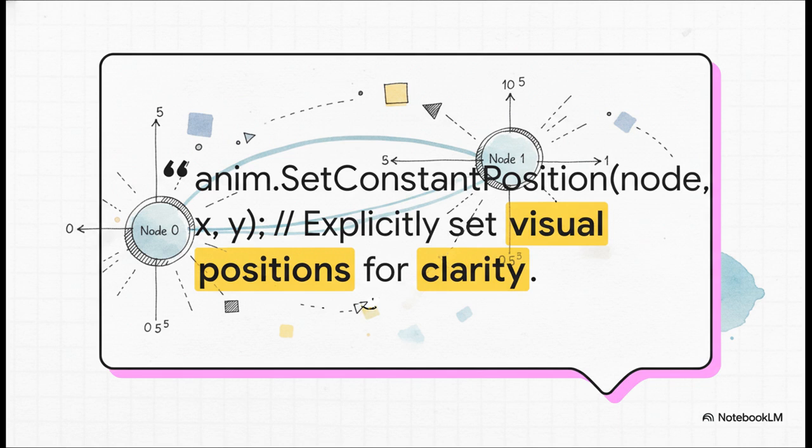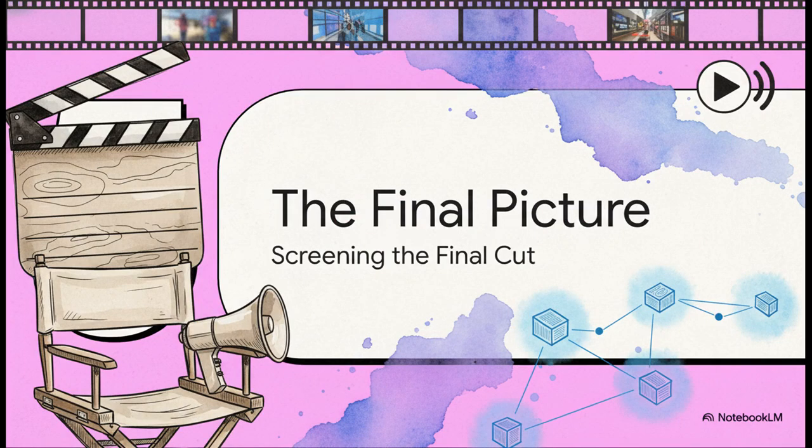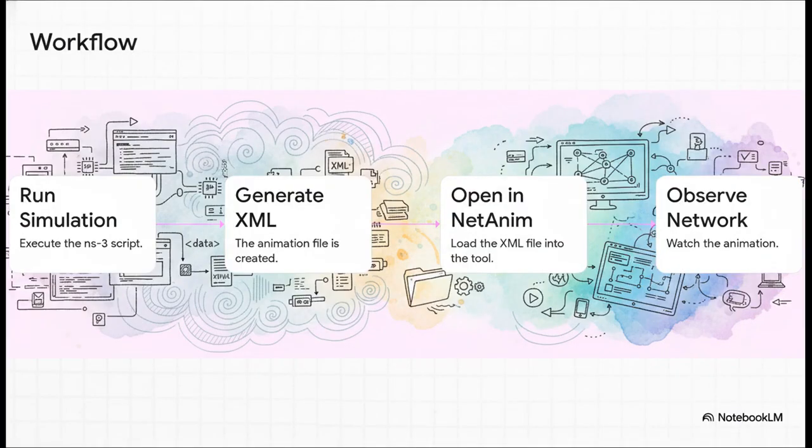No surprises. All right, we've done it. The script is written, the actors have their positions, the director has given the notes. It's time to run the simulation and screen the final cut. And the actual workflow here could not be simpler. First, you run your simulation script. That automatically creates the XML file we talked about. Then you just fire up NetAnim, open that file, and that's it. You're watching your network come to life.